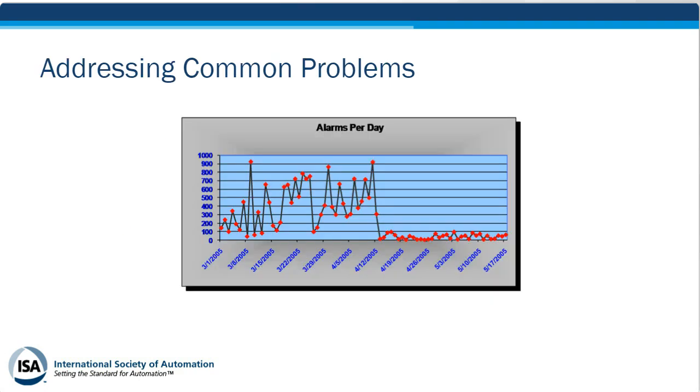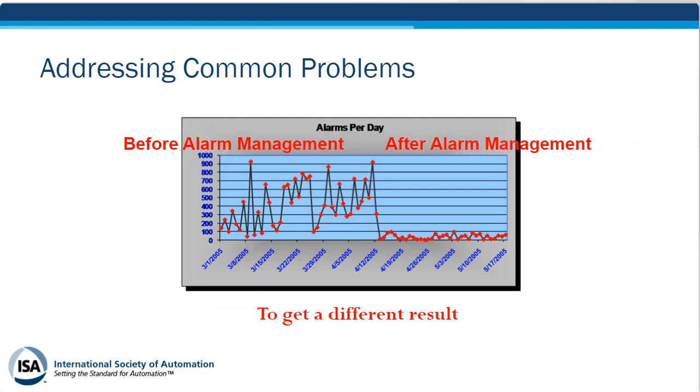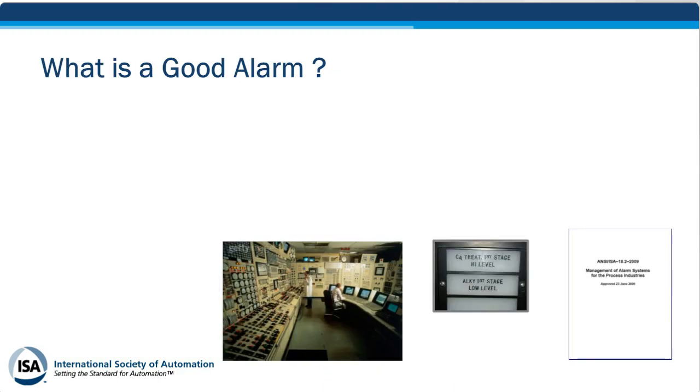So this is that same facility again. On the left was prior to the alarm management project, and on the right is the alarms per day after the alarm management project. So this is before alarm management, after alarm management. The question is, to get a different result, we need to do something different. Bottom line. So what's a good alarm?